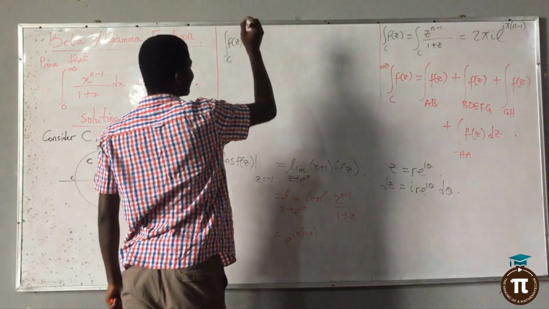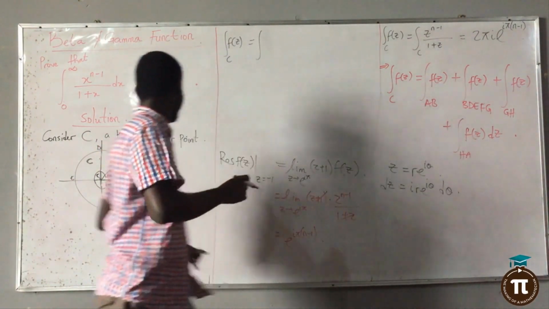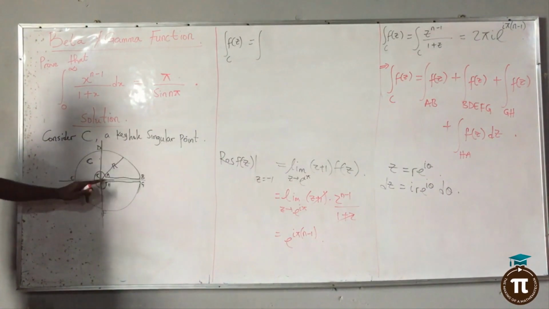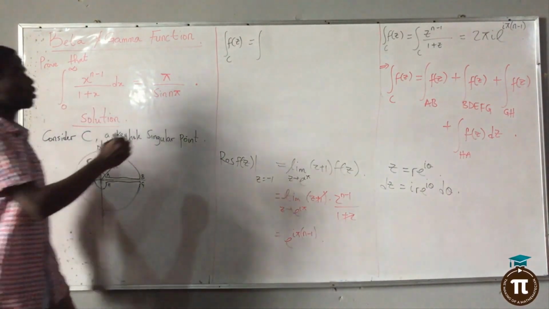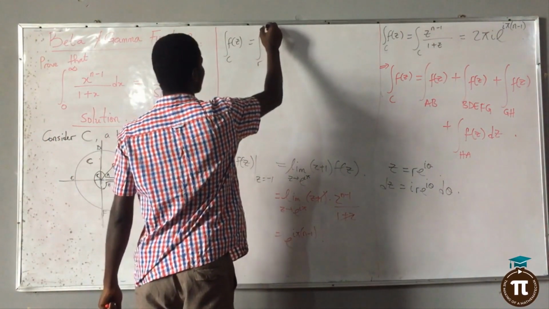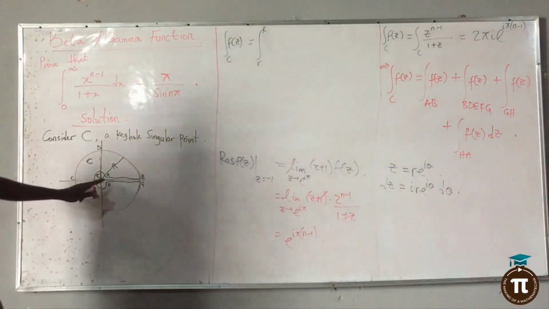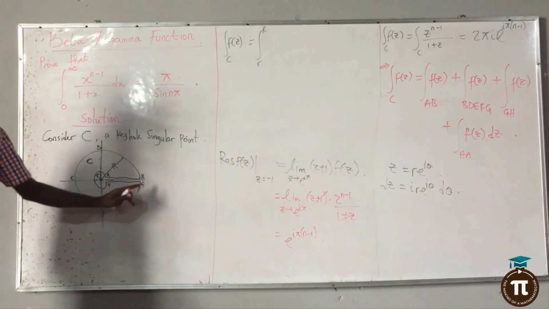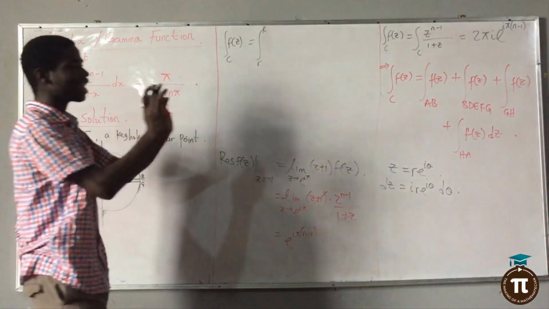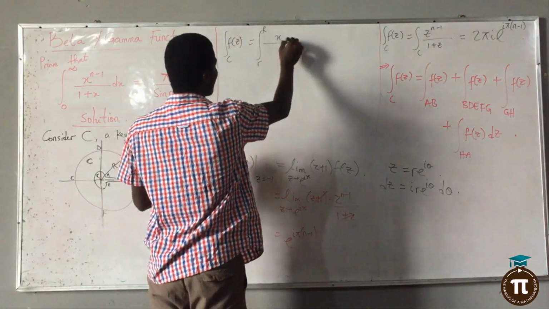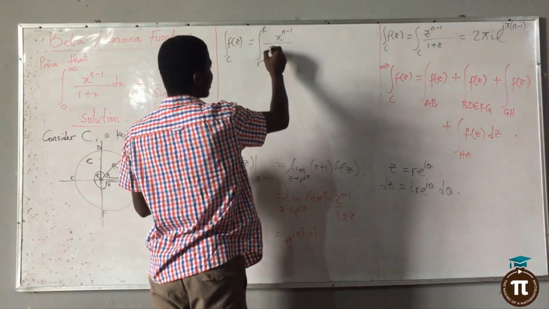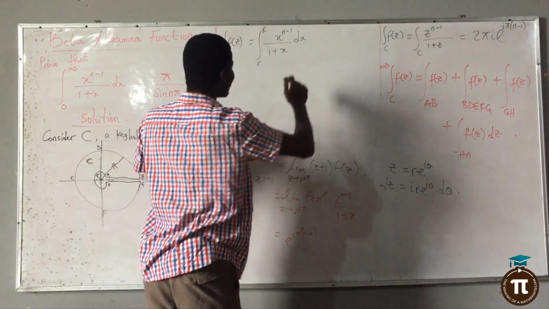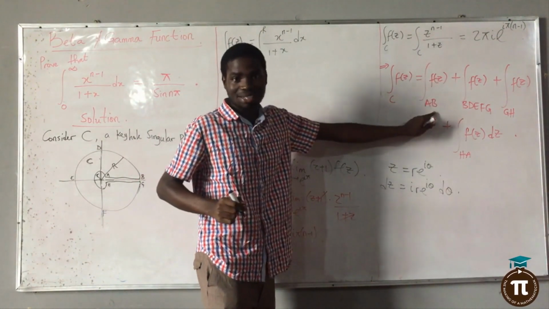So the first thing is this will become integral of C of f of z is equal to integral of AB. What is AB? AB is a straight line. The boundary is from small r to capital R. And in fact, it is not a curve. It's parallel to the real axis. So I can write f of z as x raised to the power of n minus 1 over 1 plus x, dx. That is for this first integral.